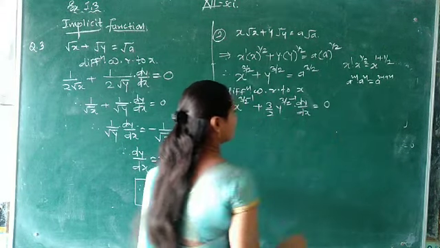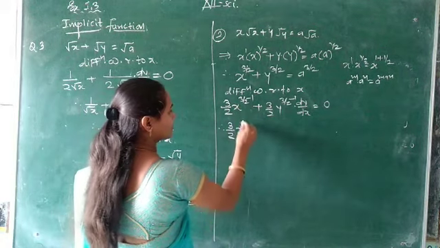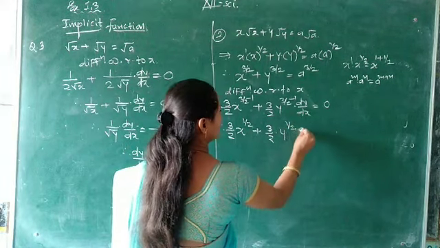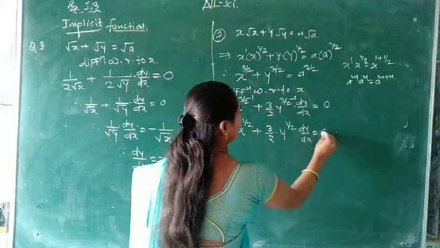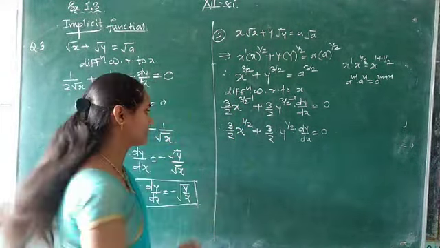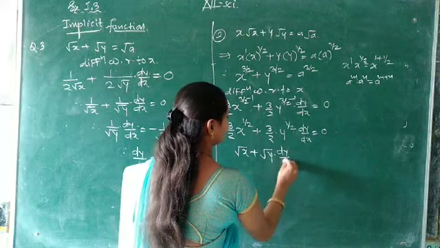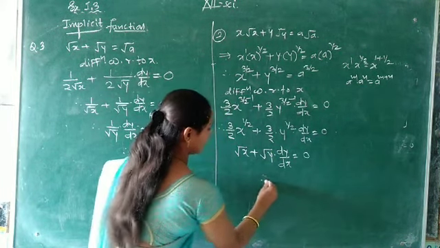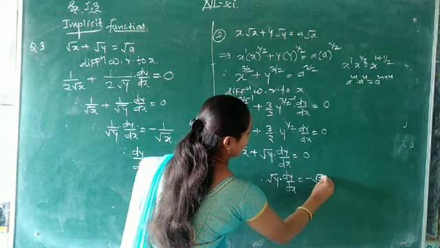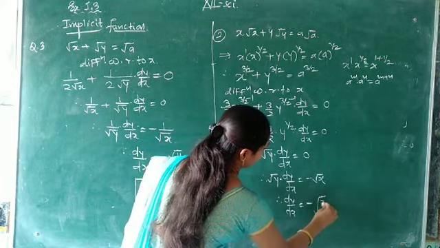Here the derivative is 0 since it is constant. Therefore 3 by 2 as it is, 3 by 2 minus 1 is 1 by 2, plus 3 by 2 into y raised to 1 by 2 into dy upon dx is equal to 0. If we divide by 3 by 2 on both sides, then this 3 by 2 will get cancelled. x raised to half can be written as root x, plus root y dy upon dx is equal to 0. Therefore this root y into dy upon dx is equal to minus root x, and therefore dy upon dx is equal to under root x upon y.